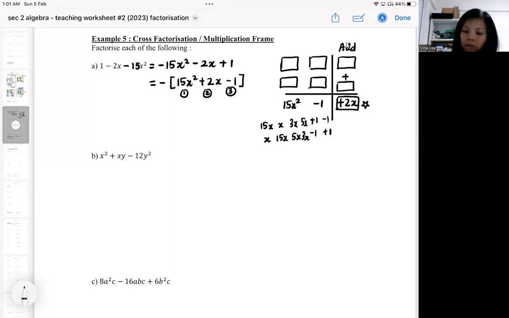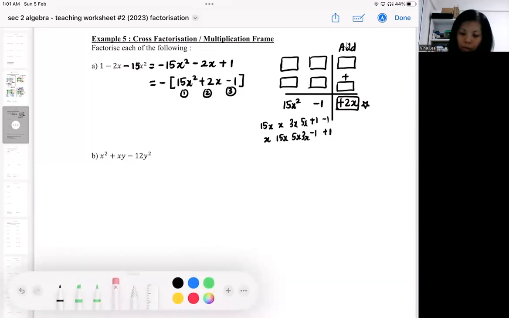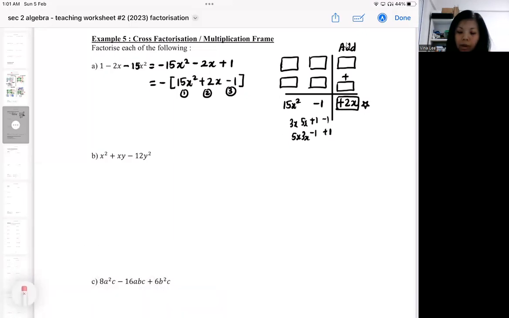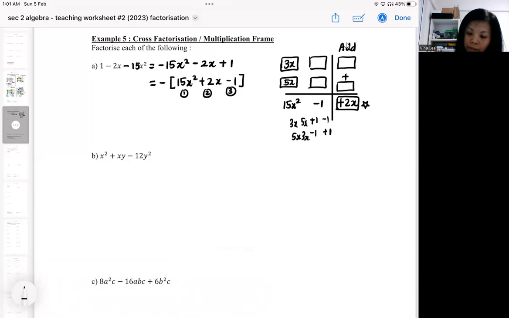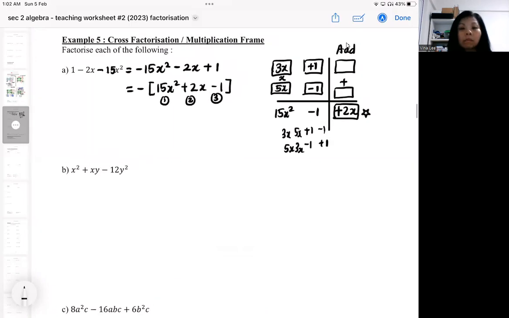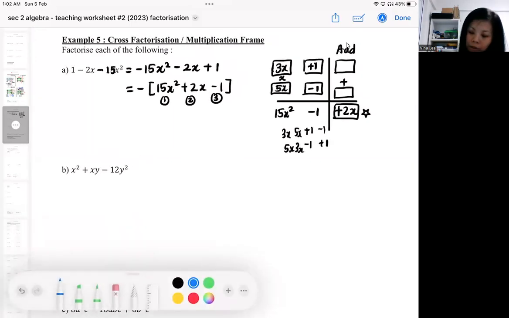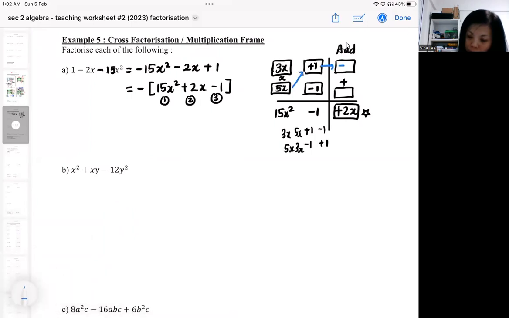So because the checkpoint is just a positive 2x, again, I wouldn't choose the big number. I will just choose a smaller number. So I'll choose 3x and 5x. And because this is a positive, I'm going to put a +1 here and a -1 here. So why am I doing this? Because I can foresee that this part here will give me a +5x. This part will be giving me a -3x. And I will end up getting a +2x.